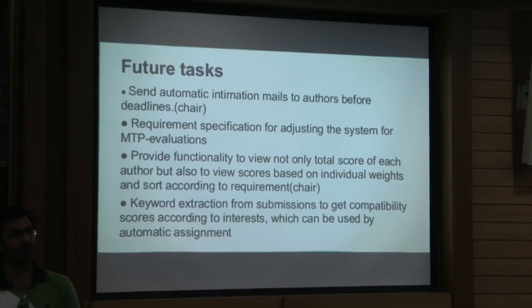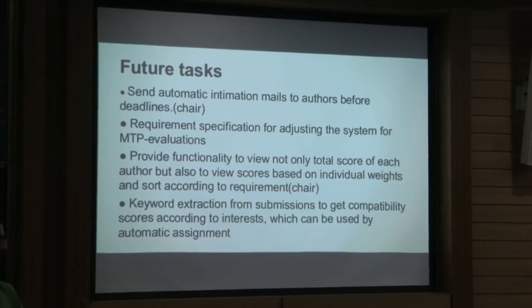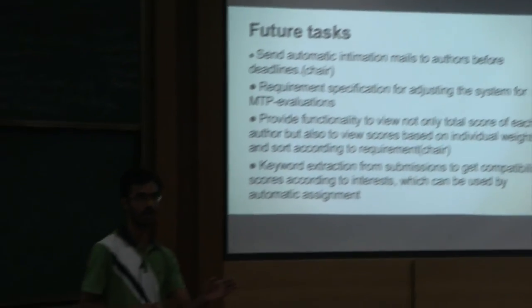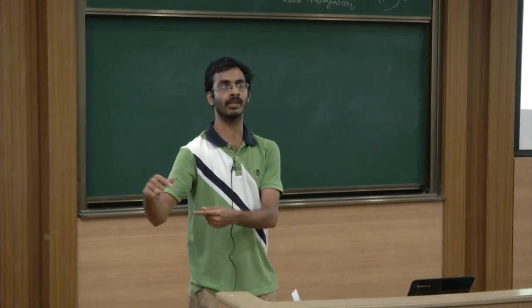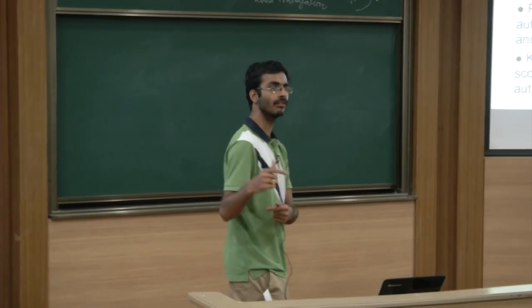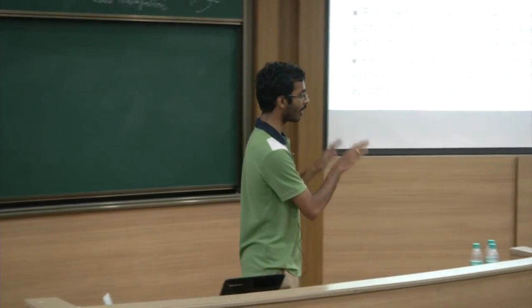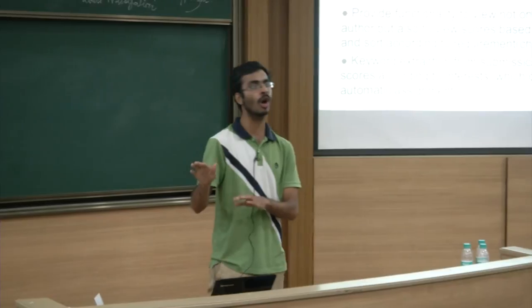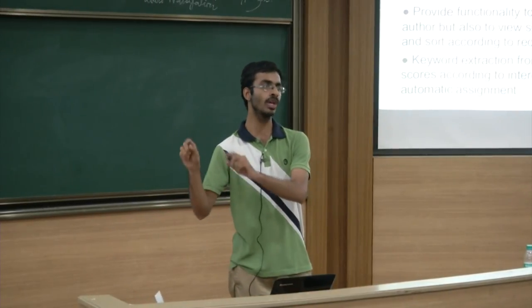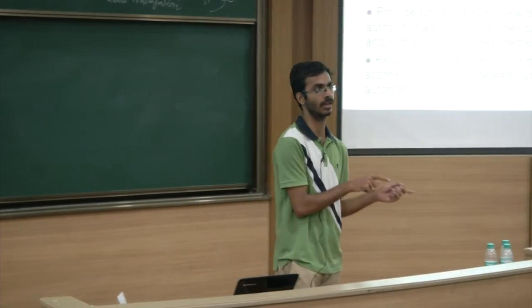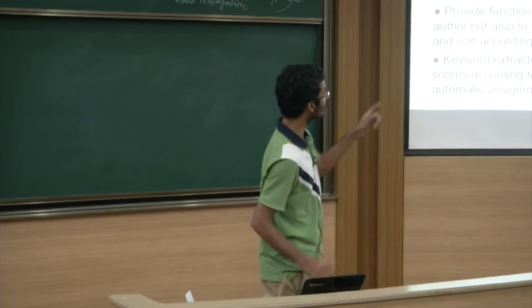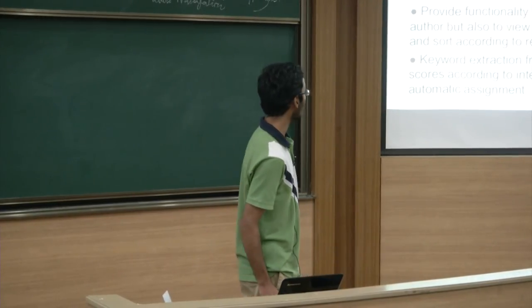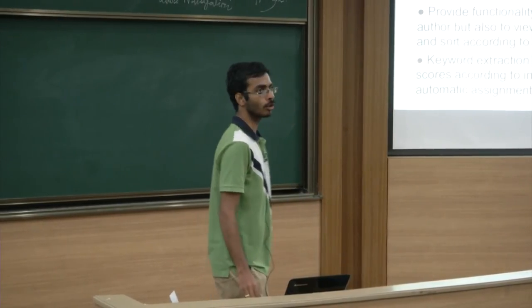Next, I have a separate list of faculty. I also have their database of which area each faculty is interested in. Phatak sir is familiar with databases. Ganesh Ramakrishnan sir is familiar with machine learning. So I have this set of data and that set of data. Now how will I assign only machine learning papers to machine learning faculty? This is a very interesting research task which you can try: keyword extraction from submissions to get compatibility scores according to interest, which can be used by automatic assignment.